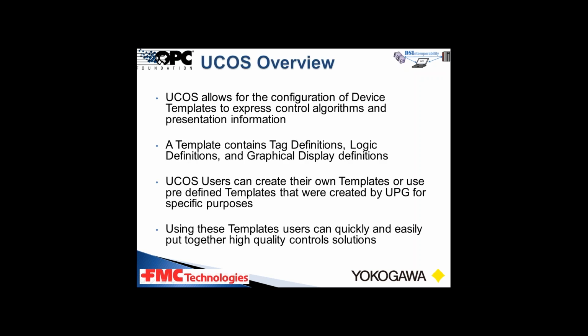So first a little bit about UCOS. The atomic unit of control in UCOS is something we call a template, and these templates express control algorithms and presentation information. So a template in our system contains tag definitions, logic, and graphical display information. And UCOS users can create their own templates with editors that we provide in the product, or they can use templates that were created by the UCOS product group for specific purposes. And using these templates, a user can quickly and easily put together control solutions.